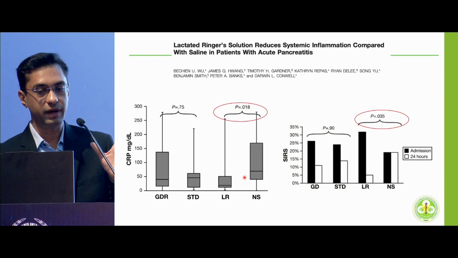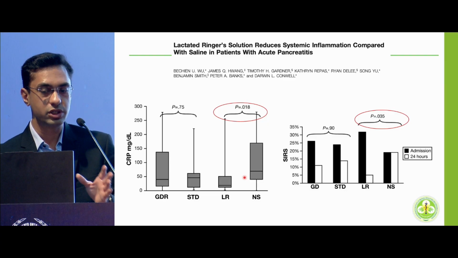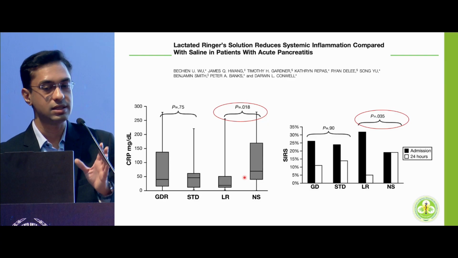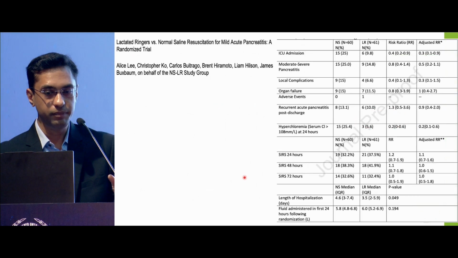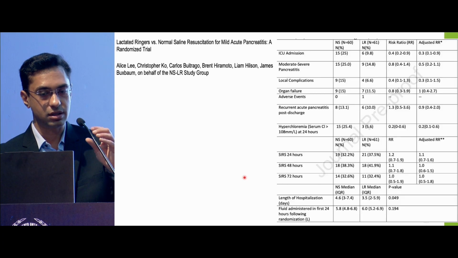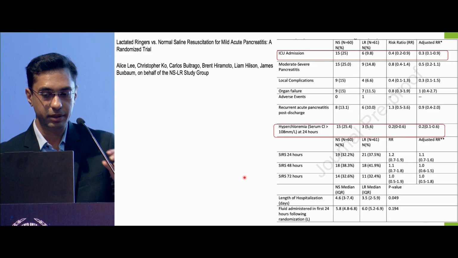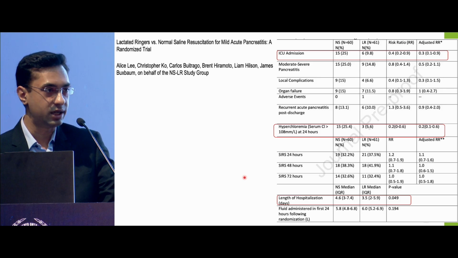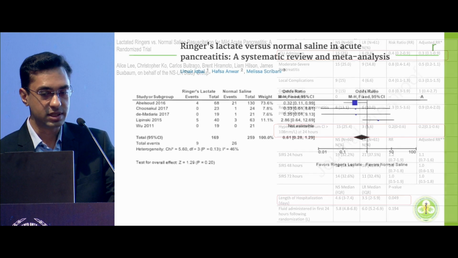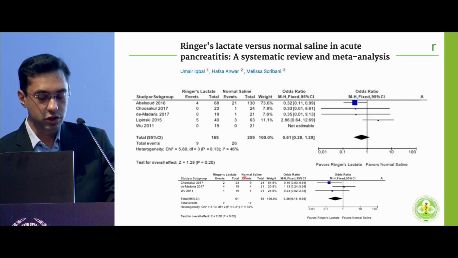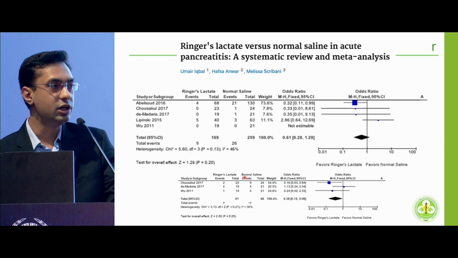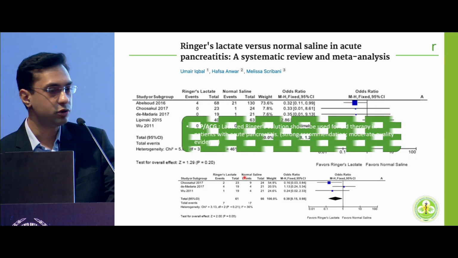So studies have shown that in a randomized trial, the lactated Ringer's solution is associated with lower chances of SIRS as well as a decrease in CRP as compared to normal saline. A recently published study in Gastroenterology has shown that Ringer's lactate is associated with a decreased ICU stay, decreased risk of hyperchloremic metabolic acidosis, as well as shorter length of hospitalization as compared to normal saline. And meta-analyses have also shown that the chances of SIRS can be reduced with the RL solution as compared to normal saline.